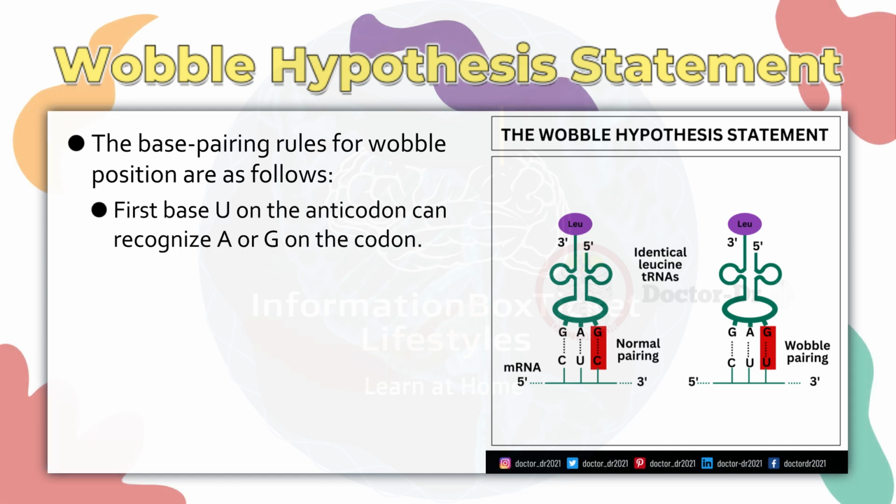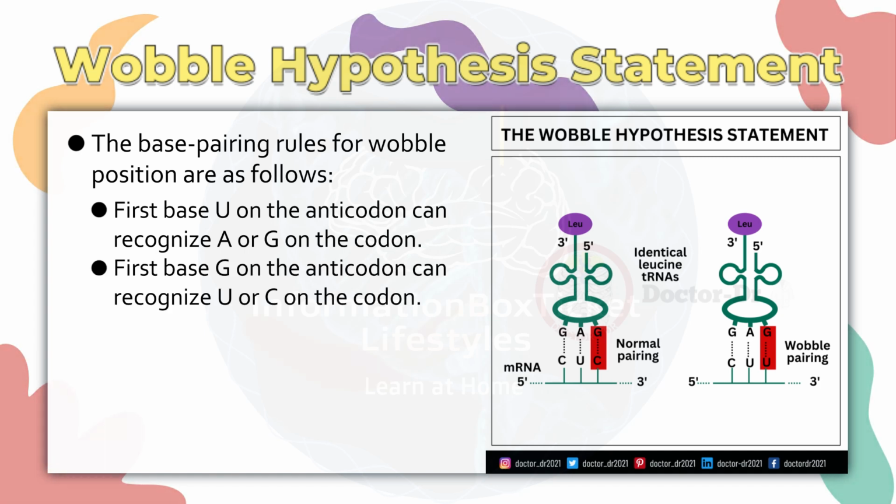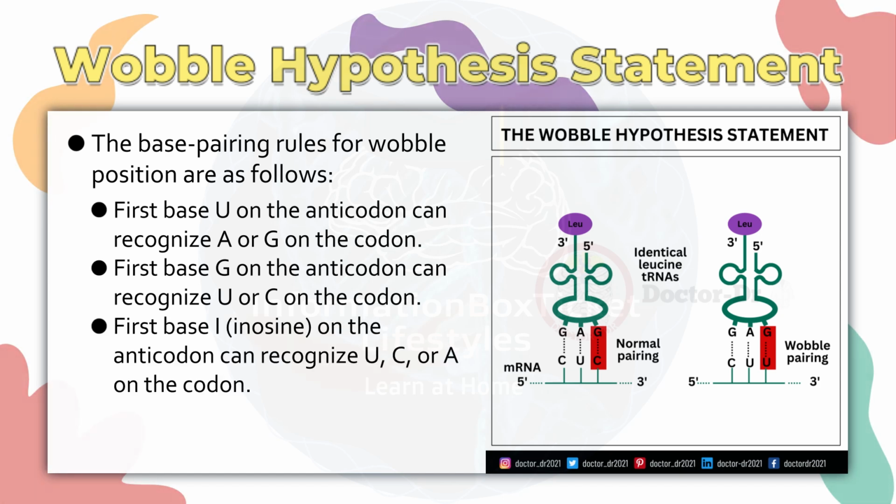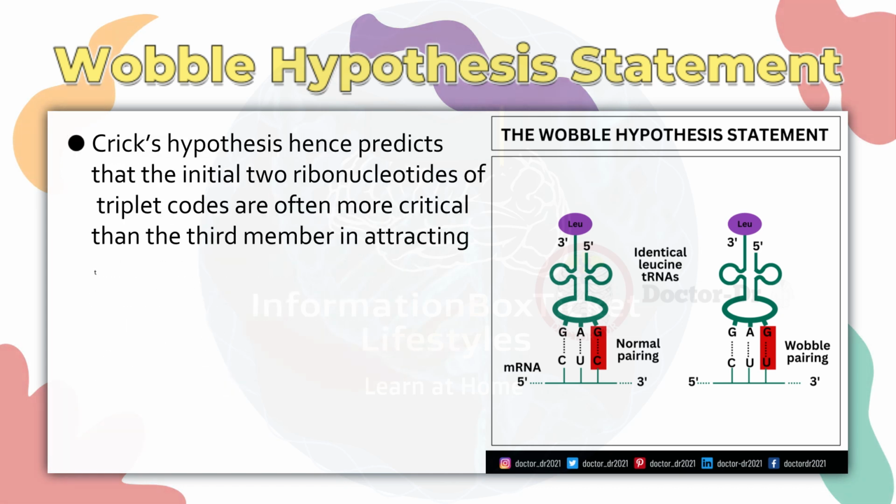First base U on the anticodon can recognize A or G on the codon. First base G on the anticodon can recognize U or C on the codon. First base I, inosine, on the anticodon can recognize U, C, or A on the codon. Crick's hypothesis, hence, predicts that the initial two ribonucleotides of triplet codes are often more critical than the third member in attracting the correct tRNA.